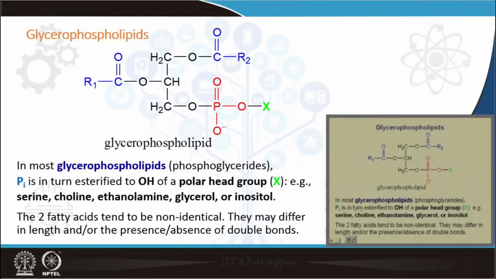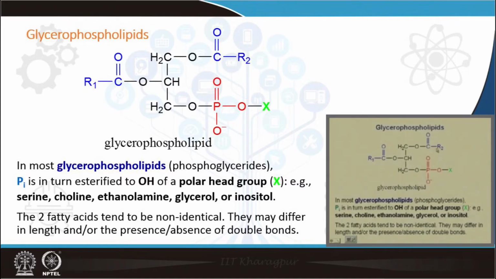So, we have the PiOH. What is happening to this OH? It has been esterified again. It can be esterified with serine, choline, ethanolamine, glycerol or inositol. Okay, there are different groups that can be used to esterify the phosphate in the phosphoglyceride.